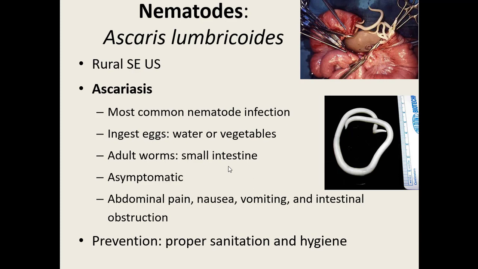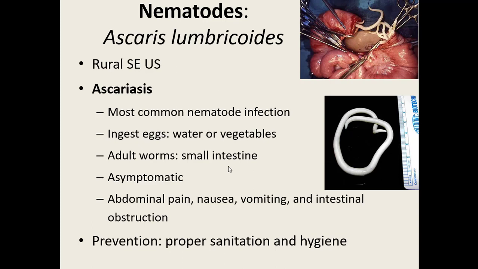Now, for a lot of individuals, it's asymptomatic, which means you might not know you have these. However, if you get enough of them, it can cause abdominal pain, nausea, vomiting, and yes, if there's enough, it can cause intestinal obstruction, which can be fatal. Now, prevention: proper sanitation, good hygiene, making sure you're washing your fruits and vegetables, not drinking contaminated water, and you'll be fine.